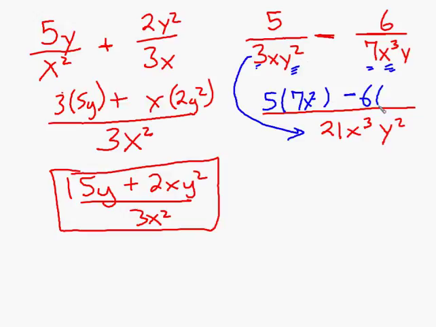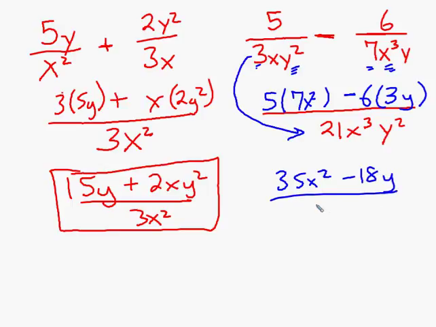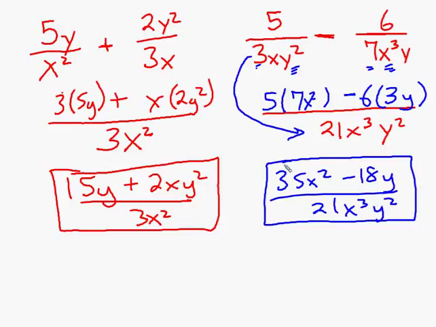Then minus 6, what do I need to multiply the 6 by? 3y. So then I get 35x squared minus 18y all over 21x cubed y squared. And if I could, I would combine things in my numerator.